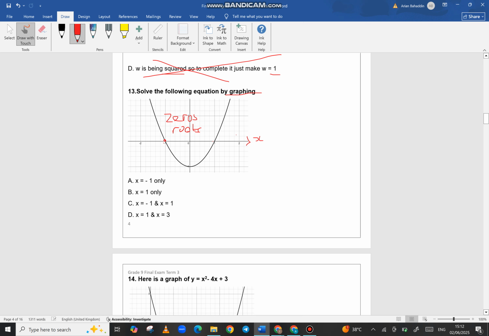It's going to be here and here. The graph touches the x-axis here and here. These are the two solutions. The answer is x equals -1, x equals 1. Here we go. That's nice and easy there.